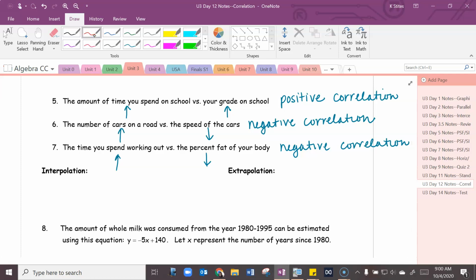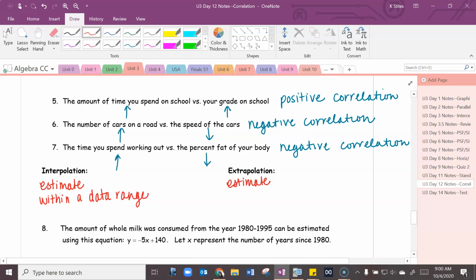All right, we have two words here, which are words you may be familiar with from bio, interpolation and extrapolation. Interpolation means we're going to estimate within a data range. And extrapolation means we are going to estimate outside of a data range. So let's see what this really means for us.